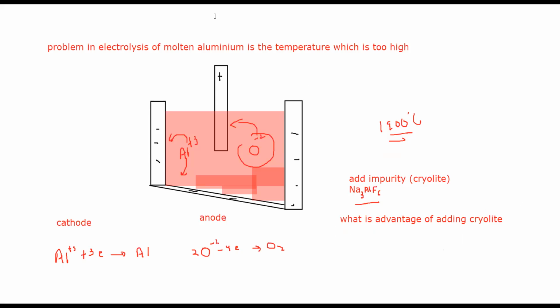So it lowers the temperature. That's one thing. Melting point. Second thing, you can see here the cryolite contains many atoms, like sodium, aluminium, fluorine. So what it will do, it will increase the conduction of the electrolyte.